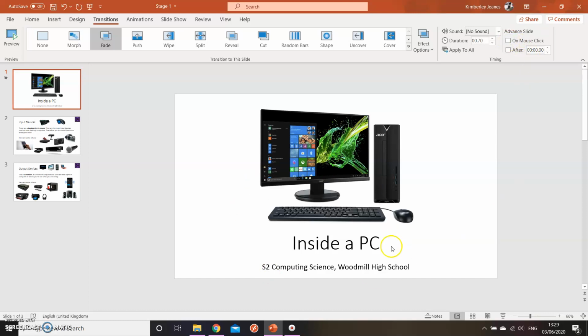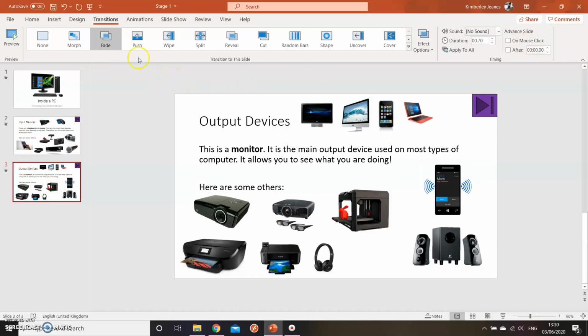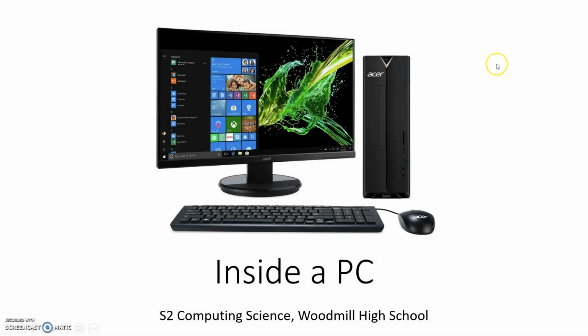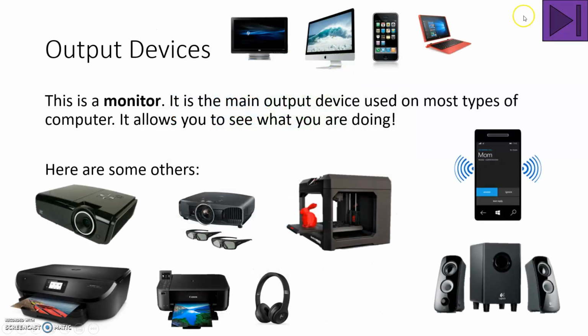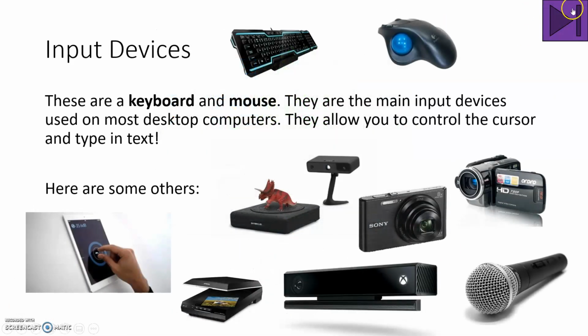I've only applied this to the first slide, so what I need to do is click on apply to all. Then you'll notice if I go to the next slide, it's unchecked and it's fade. And if you go to the next slide, it's unchecked and it's fade. Now if I go back to the first slide and play the PowerPoint again, I can click anywhere in the background and it doesn't go anywhere. I click on here, it goes to output devices. I can go back, I can go to input devices, and I can go back.